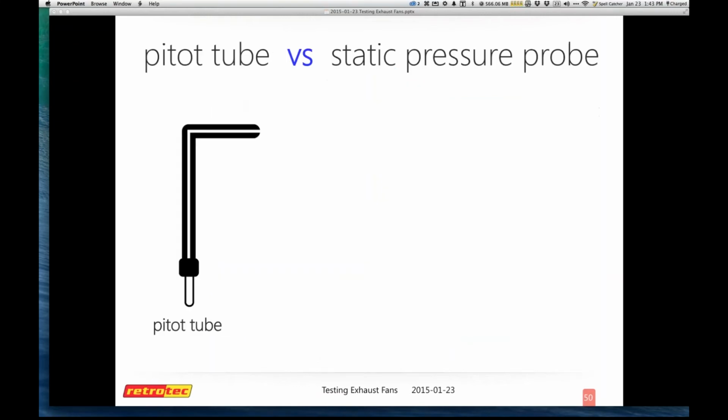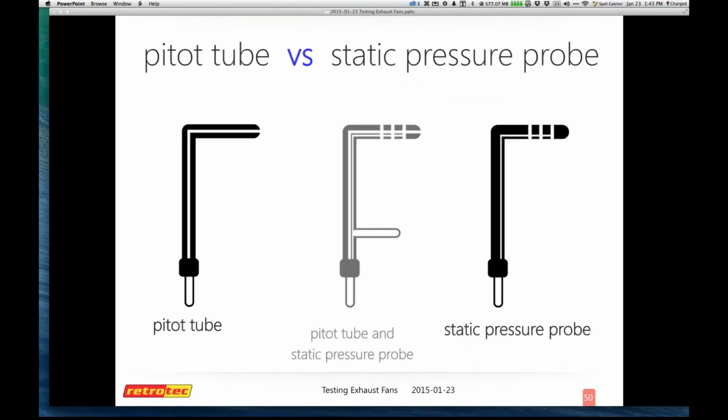So here I just want to show you some different connections, and clearly you can see that there's a variety of devices that just do not fit.